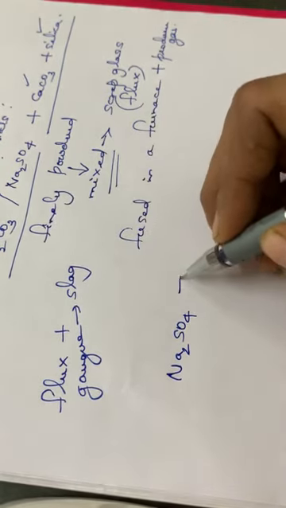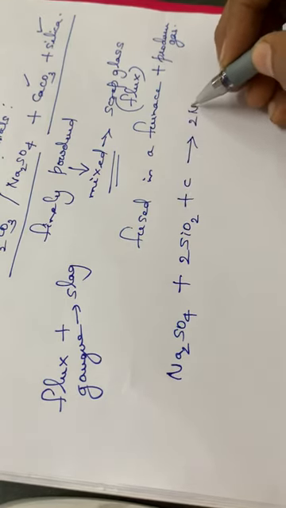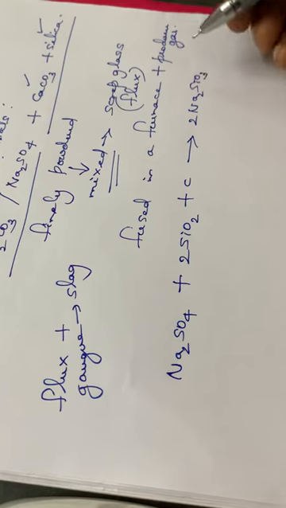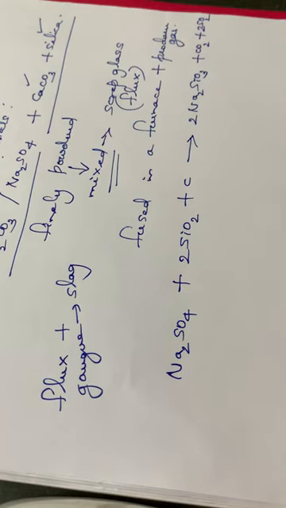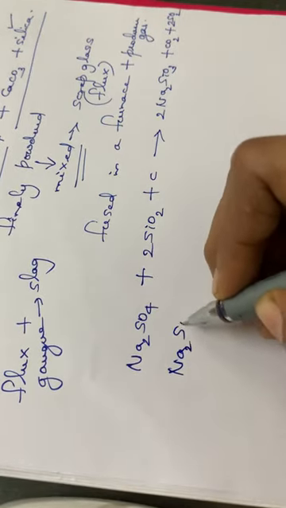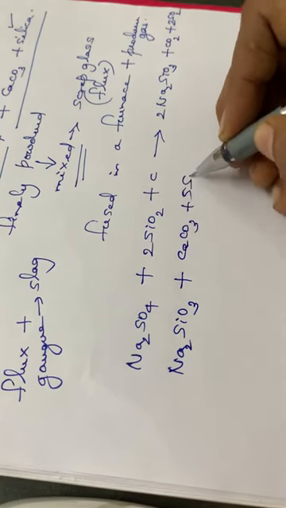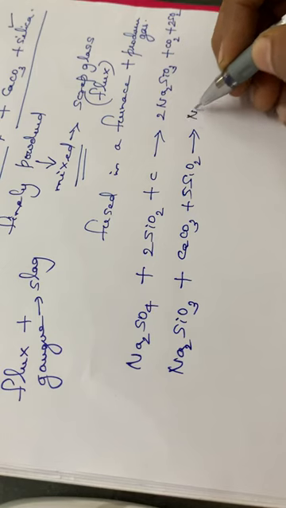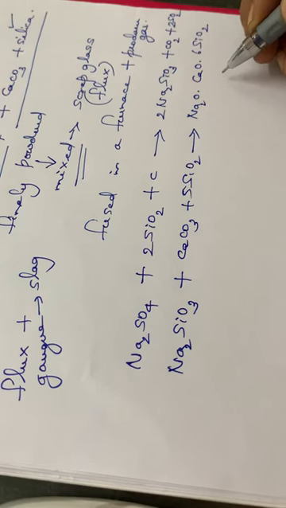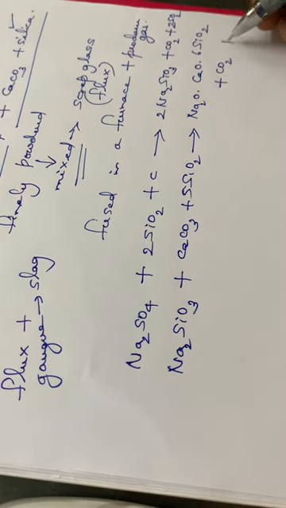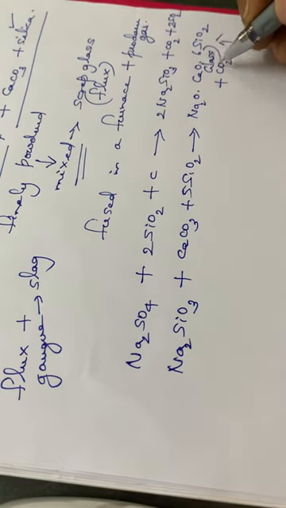Sodium sulfate plus 2SiO2 plus carbon gives 2Na2SiO3, sodium silicate, plus CO2 plus 2SO2. Then the next reaction: sodium silicate Na2SiO3 plus calcium carbonate CaCO3 plus 5SiO2 gives Na2O CaO 6SiO2 plus CO2. So this Na2O CaO 6SiO2 is the window glass or the ordinary glass.